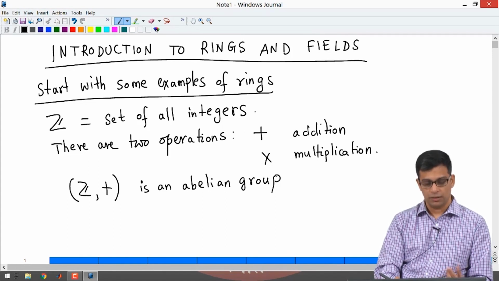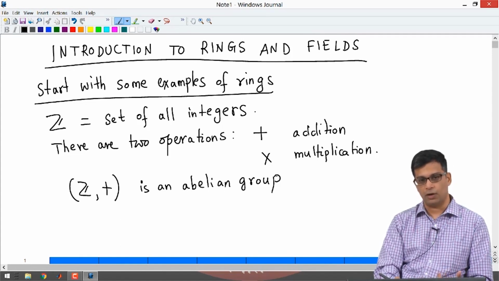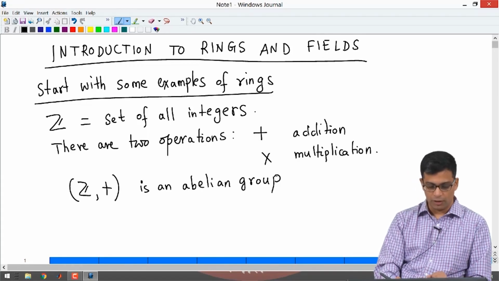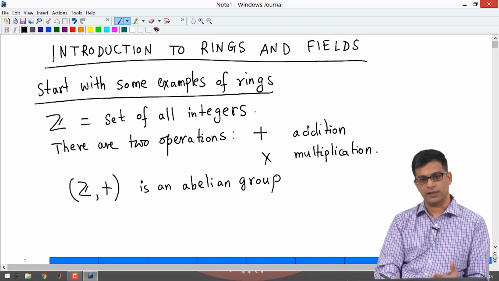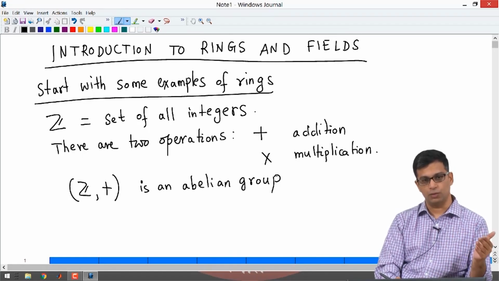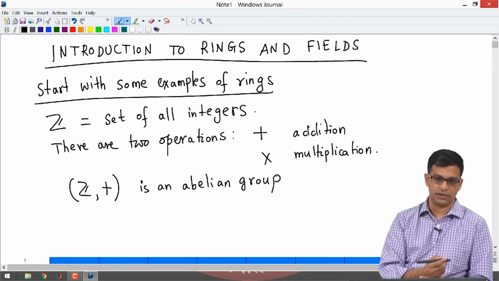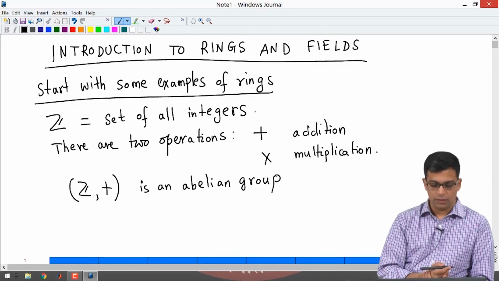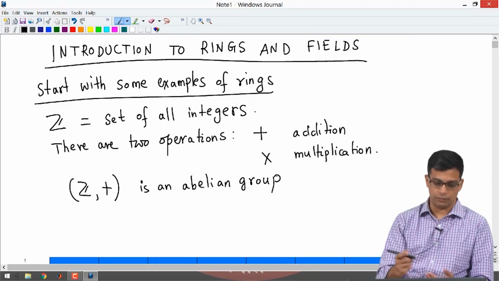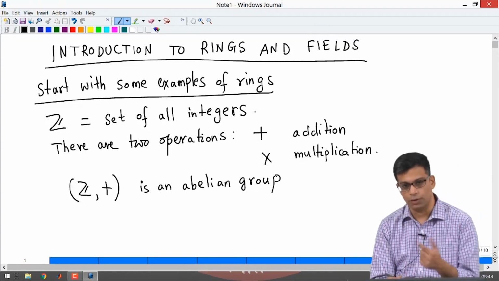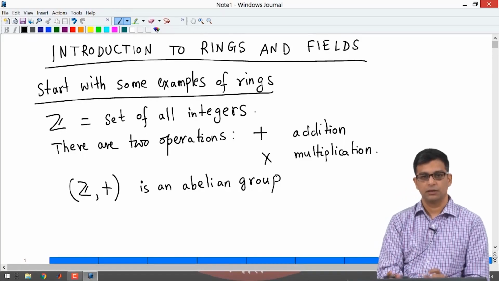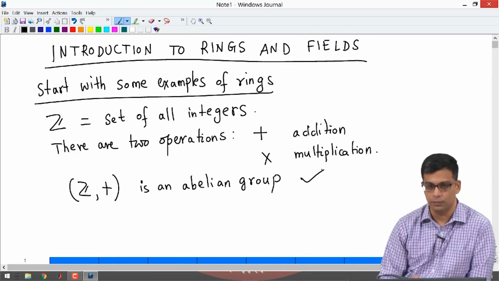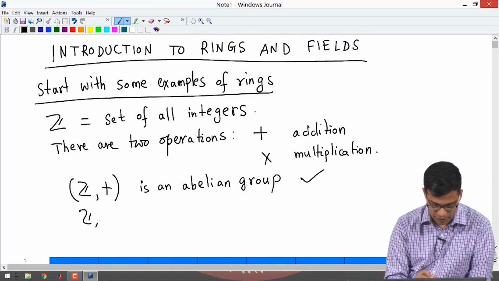0 is the identity element for the addition, meaning if you add 0 to any element you get the same element back. There is also an inverse for every element. Every element has an inverse such that if you add the two you get 0. For example, the inverse of 3 is minus 3, the inverse of minus 10 is 10. Similarly, the addition is associative. So you can add 3 integers in either of the two natural ways. So this is an abelian group.